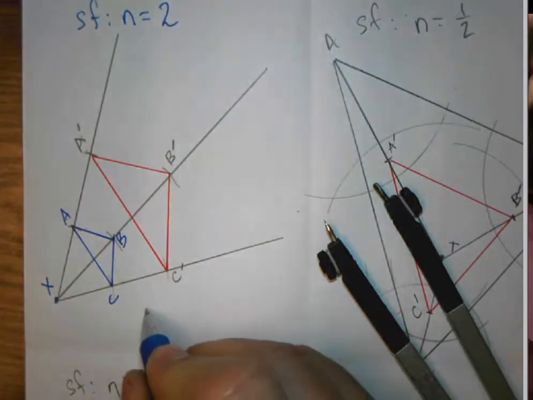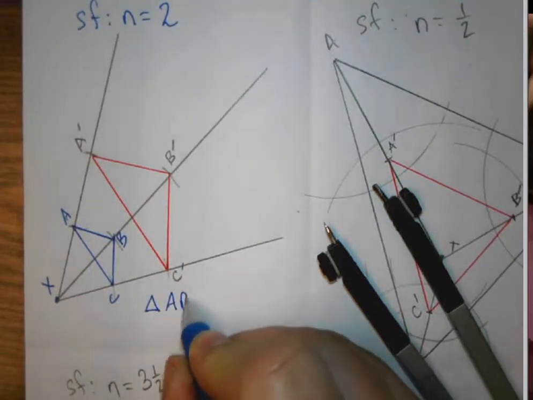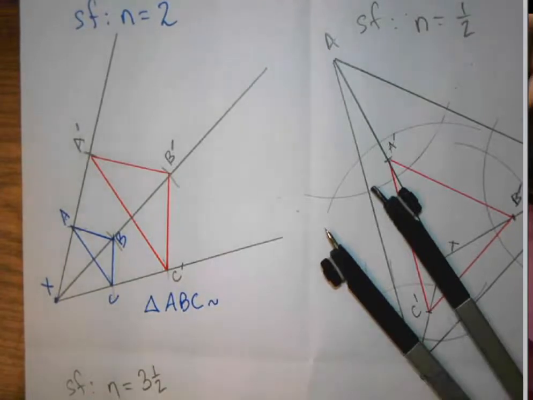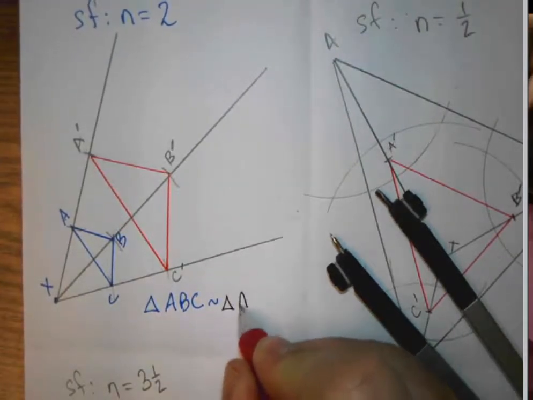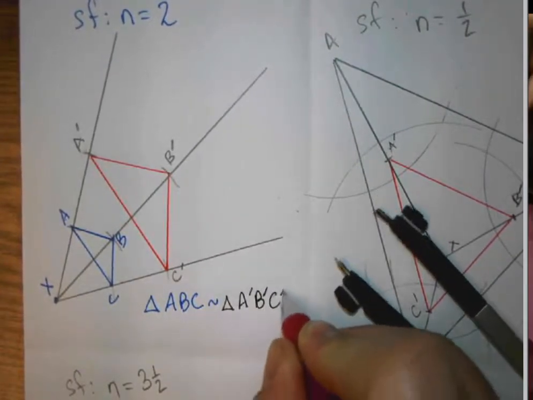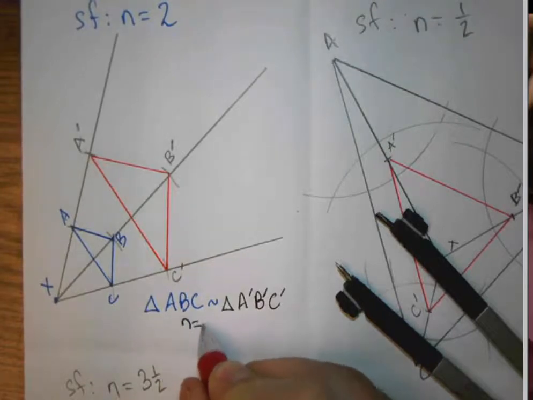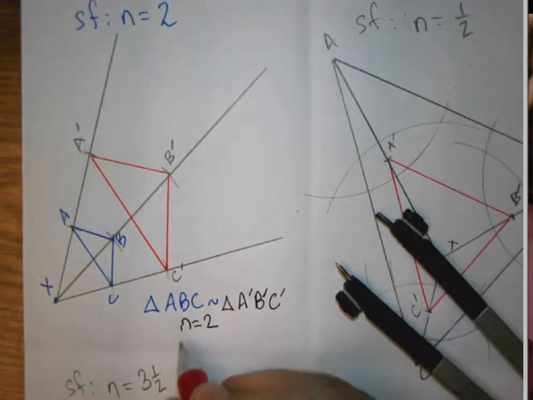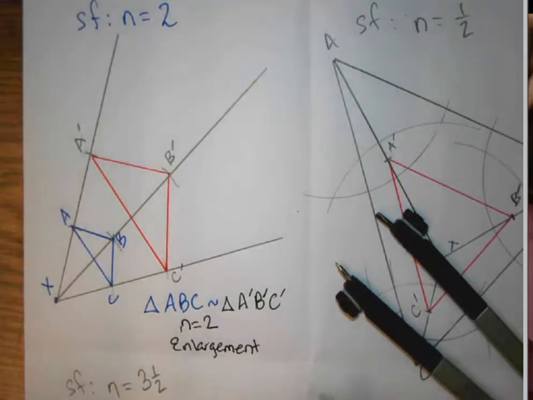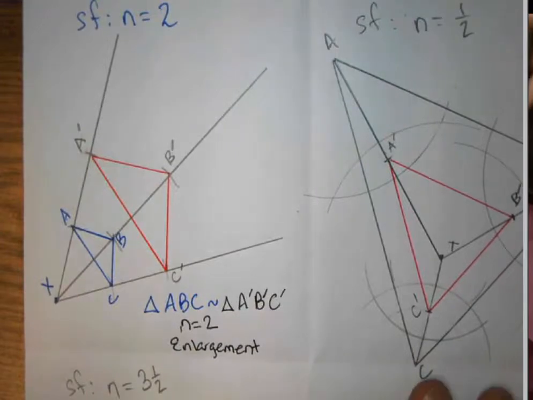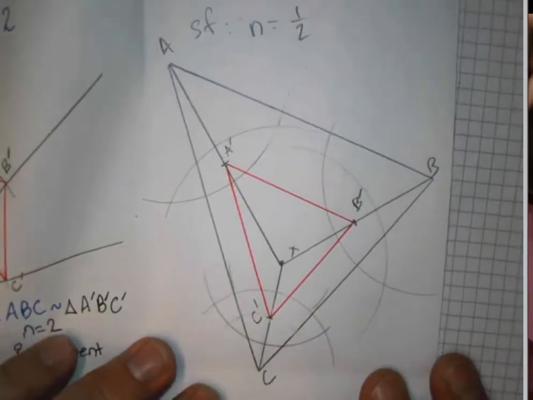And what I then know is that triangle ABC is similar to the triangle known as triangle A prime, B prime, C prime. Because the scale factor is equal to 2, we can say it's an enlargement. Remember that when the scale factor is greater than 1, it's an enlargement, and when it's between 1 and 0, it's a reduction. The second one here is in fact a reduction.